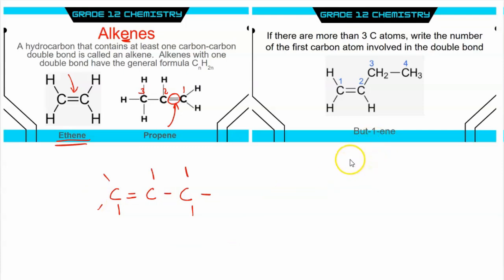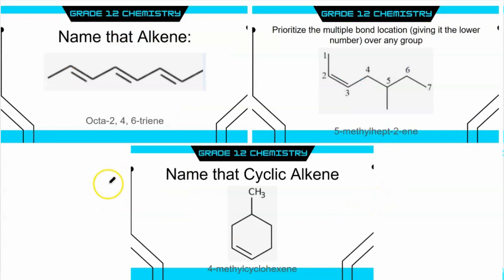bond is. So this is butene, but we need to specify that that double bond is, or at least starts, on that first carbon atom. So we're going to call it but-1-ene, or but1-ene.